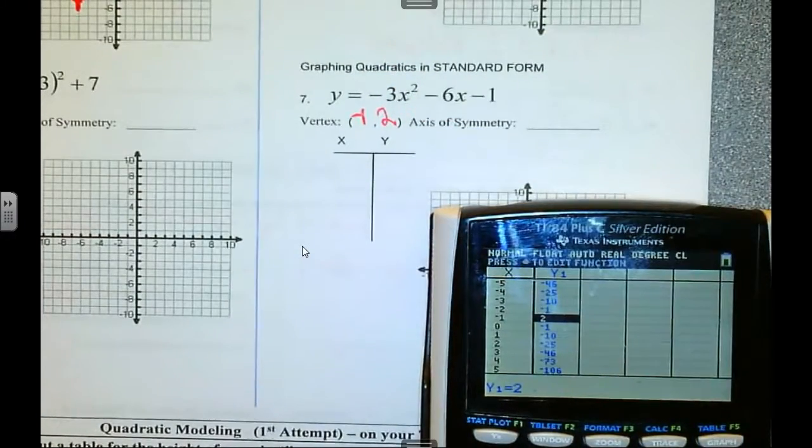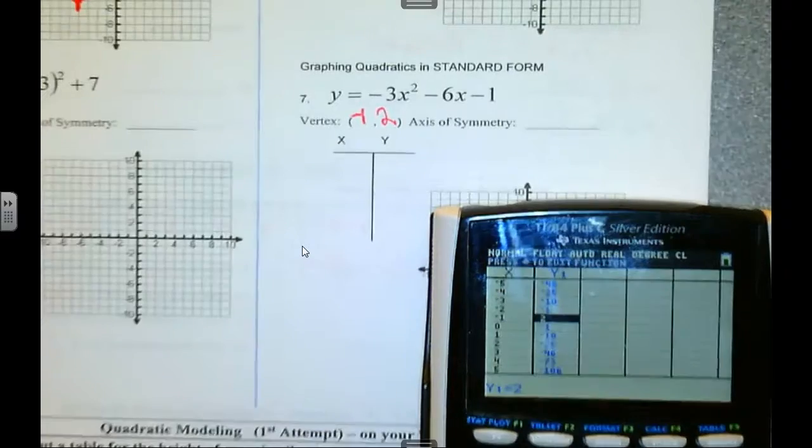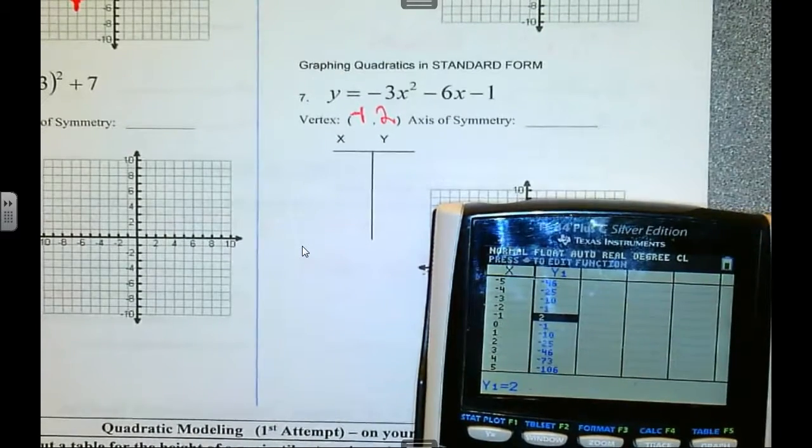Now, if you're not that lucky, there are problems where your calculator isn't going to do that. Then you have to use that -b/2a formula for the x value, find the x value, plug it back in, and get the y value.